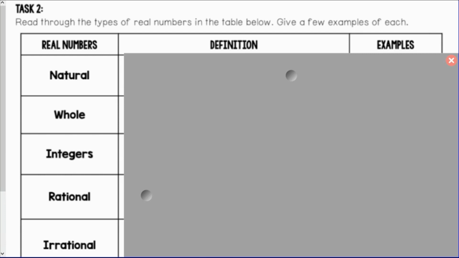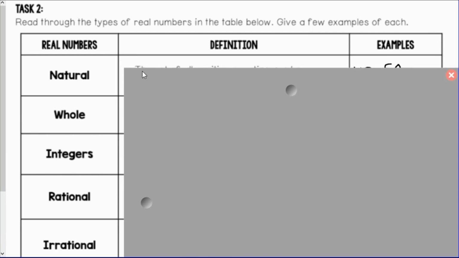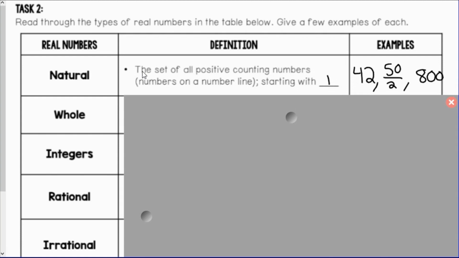So the first subset is natural numbers. Natural numbers is the set of all positive counting numbers, so numbers on a number line, that start with 1. So some examples would be 42, or 50 divided by 2, which is 25, or 800.